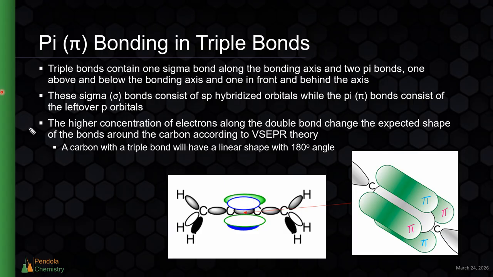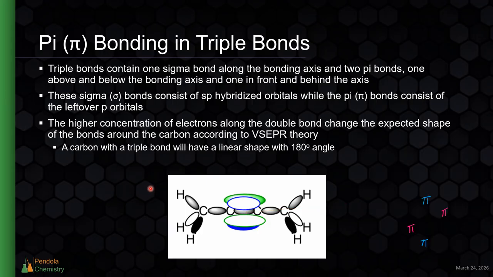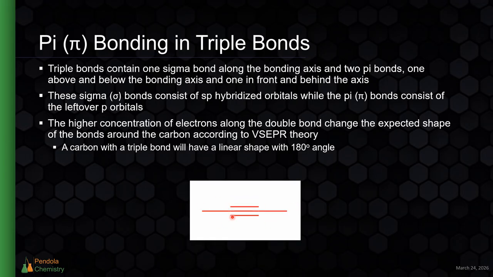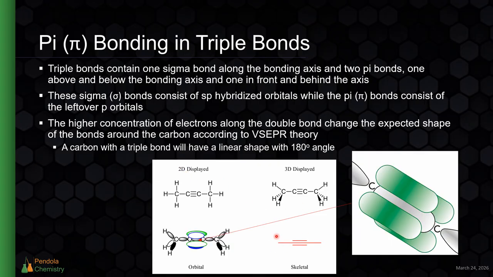So let me put in the sigma bond here. The sigma bonds are made from the sp hybrid orbitals. The pi bonds are made from those p atomic orbitals. And this creates a very flat molecule that has 180 degree angles for both of those carbons. So that's why the skeletal structure, the skeletal formula for this compound looks like this. It's flat. All right. So that's pi and sigma bonding in a nutshell.